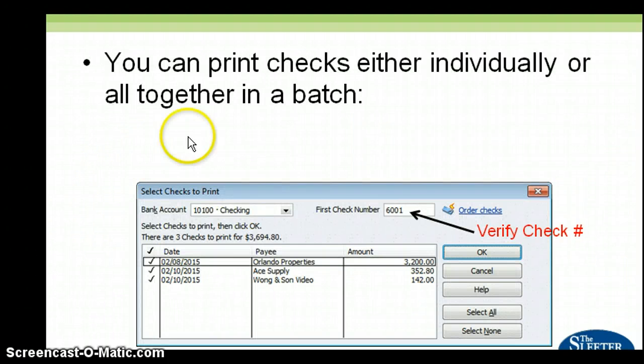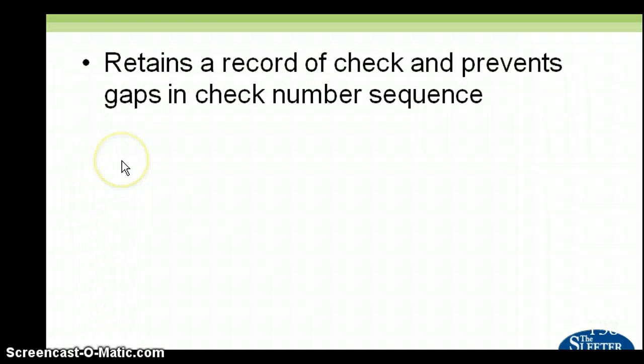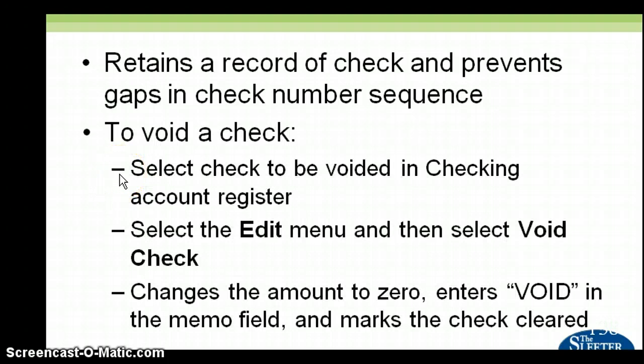Printing checks is an easy step, but if you make a mistake, you can always reprint because it gives you a confirmation at the end to ensure that those checks are printed correctly. Voiding the check is a good way to handle it if you feel that the bill is not valid, or for some reason you made an error that you can't correct, and you just have to void the check. It retains a record of the payment and avoids gaps in check sequence. But it also allows you to have an audit trail, which is important for us accountants.